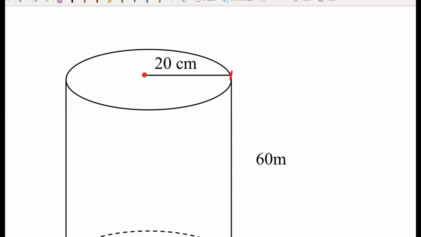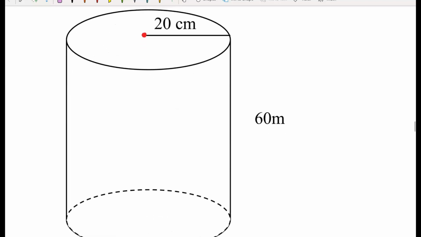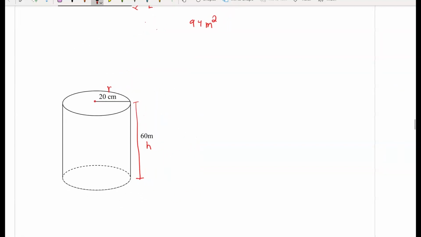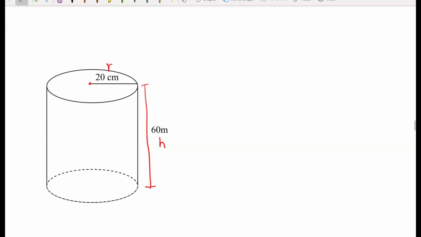In this question, we're given the radius to use for our formula. Then from the top to the bottom is going to be our height. So we have our radius and we have our height. Before we jump into calculating the surface area using a formula, I first want to break this shape down to make it visual on what we're actually solving.